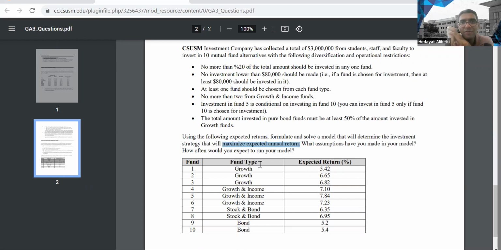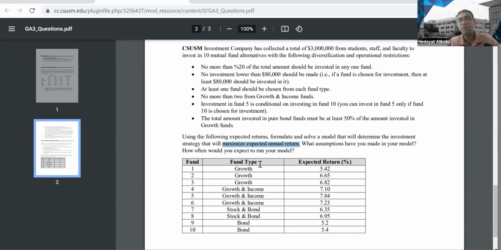Sam, you got it perfectly. How much money you need to invest in each one of these alternatives. So 10 alternatives, 10 decisions to be made. And these decisions are continuous. These are dollar amounts of investment, so they can take decimal values.